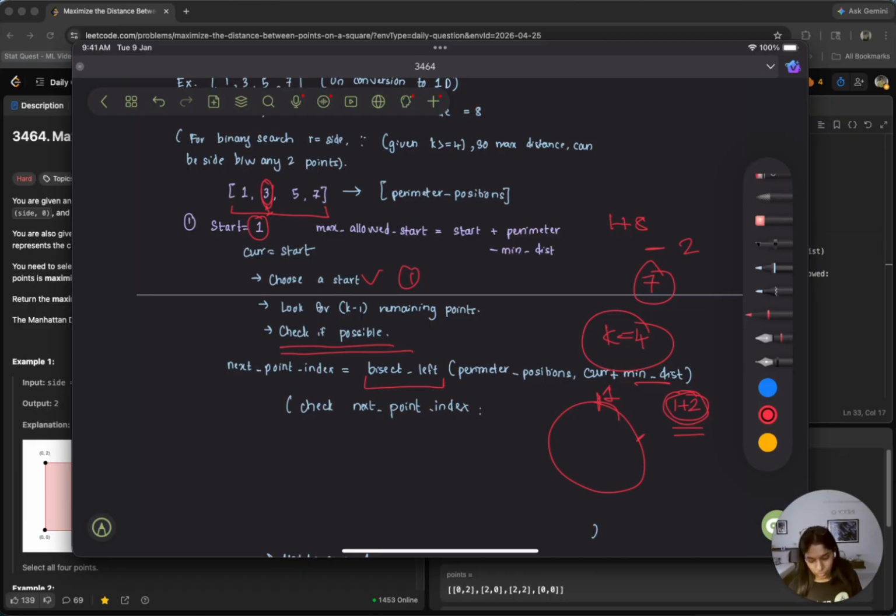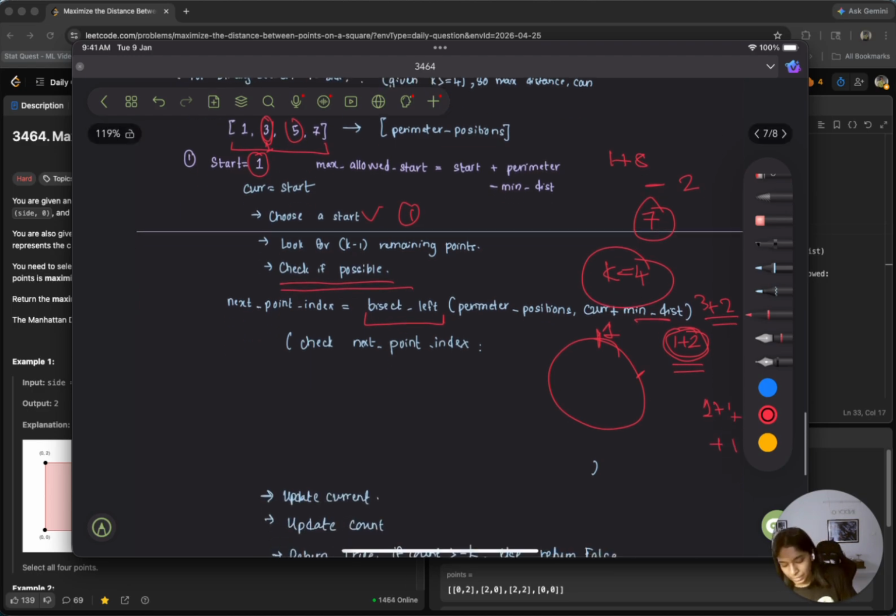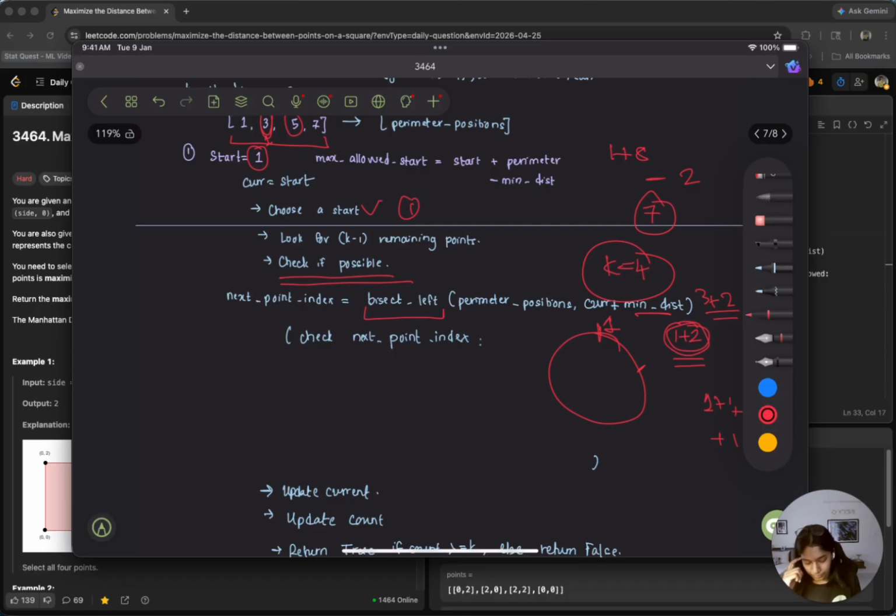Okay, so I do that, and it's possible. So I add to my count: 1 plus 1, so now I'm able to fit 2 points. For the next value, again 3 plus 2, I search, and I do find 5, yes. So I add another 1, and again I add another 1 for 7. So this is the ideal condition where it's actually working.